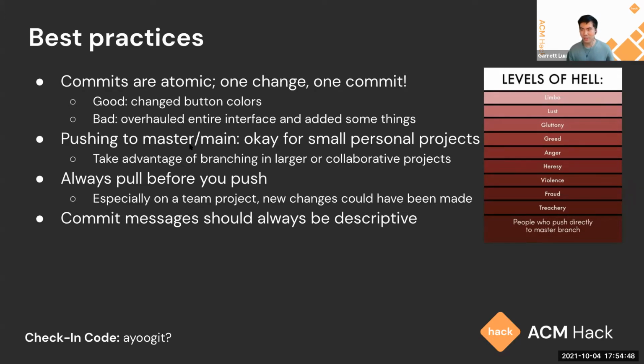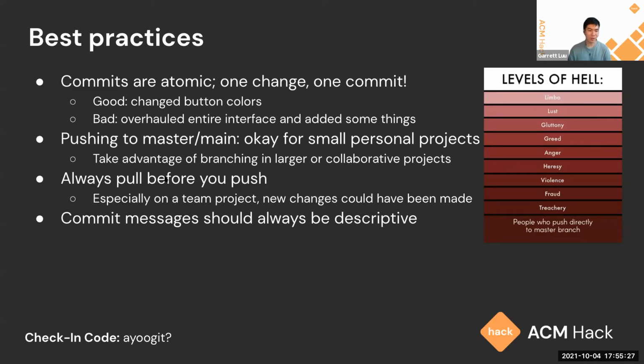And then pushing to master or main. This is okay for smaller personal projects. So if you're making a Discord bot for your friends or something, or you're updating your personal website, stuff like this where it's only you and it's a really small project, then it's fine to push to main. But take advantage of branching when you're working in a much larger project or with other people, right? Because pushing straight to main is not really ideal because you can get all sorts of issues with that.